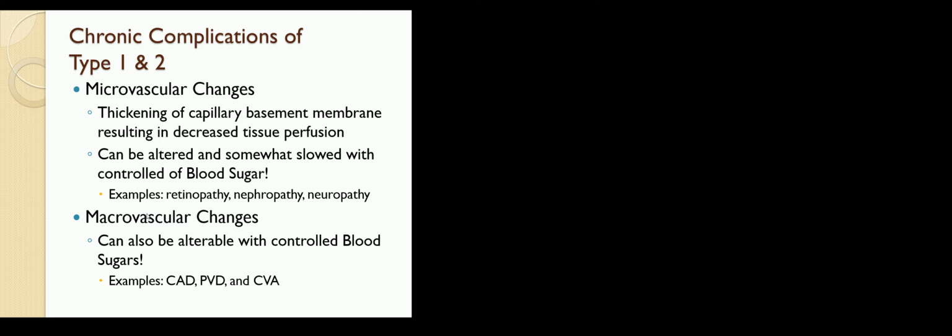Macrovascular changes can be alterable, again, with controlled blood sugars. So what this is saying is if you can get someone to keep their blood sugars under control, then you're going to keep them from getting macro and microvascular complications in the future. Examples of macrovascular would be coronary artery disease, peripheral vascular disease, and CVAs. Unfortunately, they can affect a lot of people.